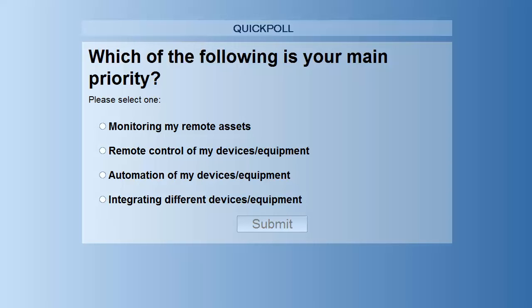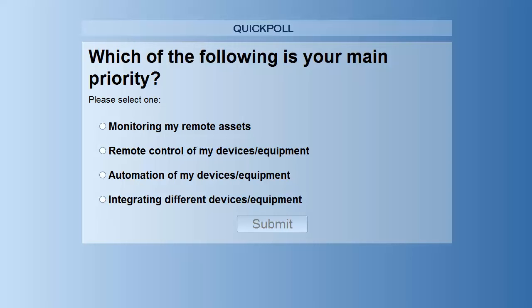I think certainly we gave you a couple of ideas on how you can very easily and quickly monitor some of the things that are already installed. Or are your needs maybe more about how I can do more remote control? I know we haven't talked about that; that's coming up next. But is that more important to you? Or is it maybe a little bit more about automation or integration of different devices and equipment?